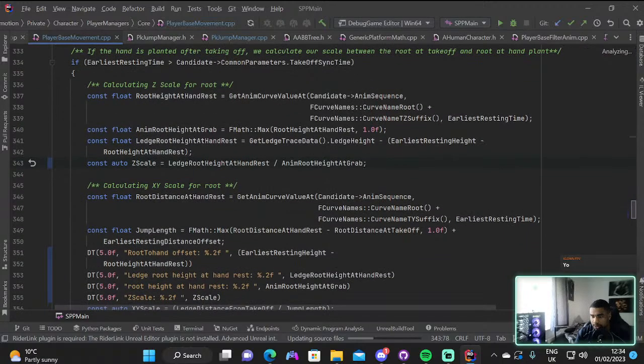I was debugging all these values yesterday, and they all made sense. They were all correct. The values didn't look wrong. Show you here.